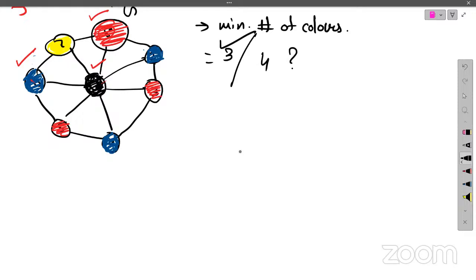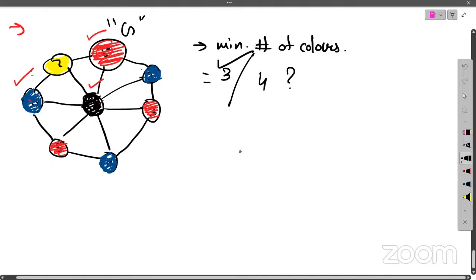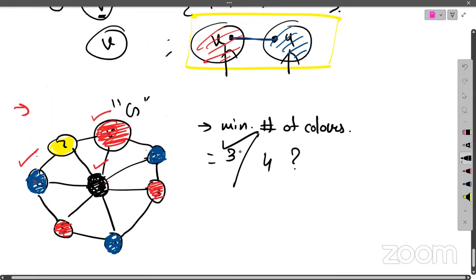So here you observe a pattern. If you have an even number of vertices in such a scenario, where one center vertex is there and all other vertices are in the circumference, then the coloring depends on the number of vertices, either even or odd. I'll leave it to you what the cases will be: if you have even vertices, how many colors you need, and if you have odd vertices, how many colors you need. But this is a very simple and generic example of a graph.